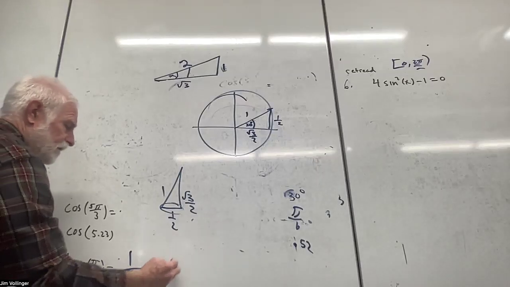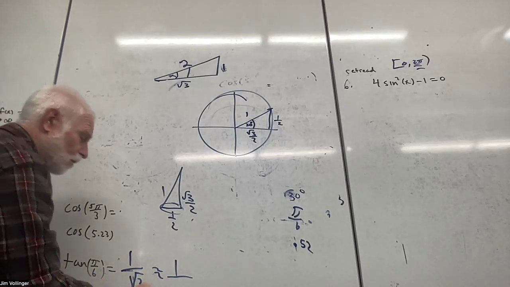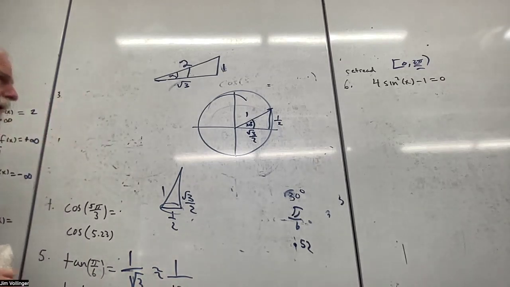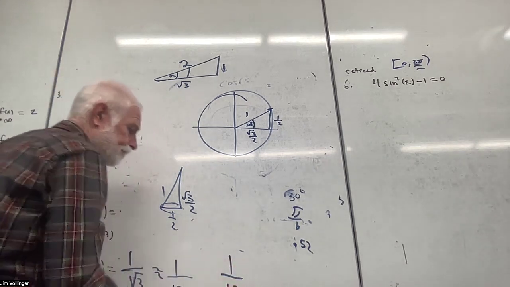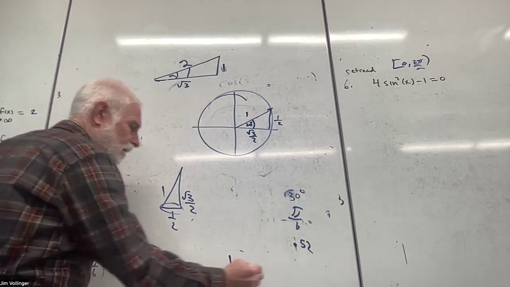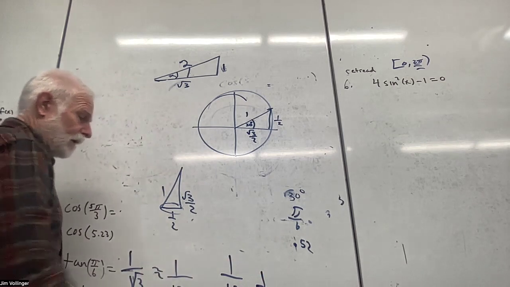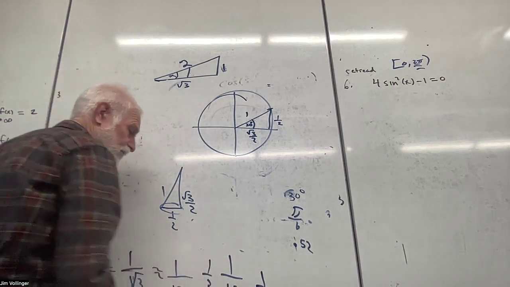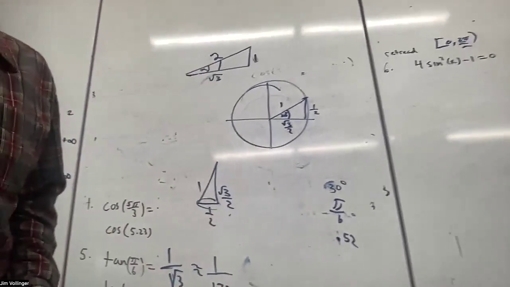Which is approximately 1 divided by, I hope you know root 3 is what we're using, 1.73. All right, so somewhere between a half and 1. 1 over 1.73 is somewhere between 1 over 1 and 1 over 2. That number's between those.